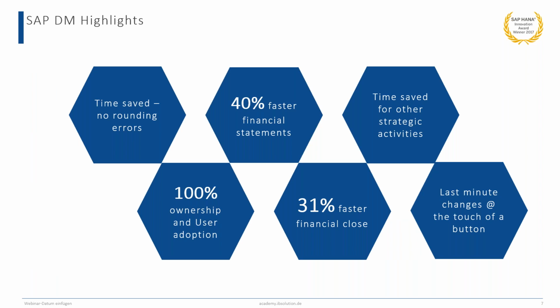Some highlights about DM. If you're using disclosure management, you can benefit from up to 40% faster financial statement generation. You can also save time because it's very tricky when you have rounding errors towards the end of the preparation cycle, where this can be time consuming. SAP Disclosure Management has a feature to help you with that.